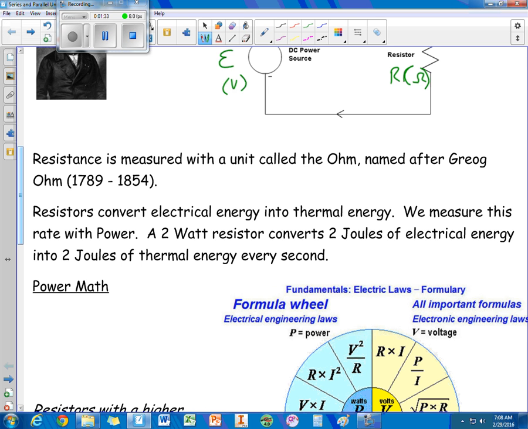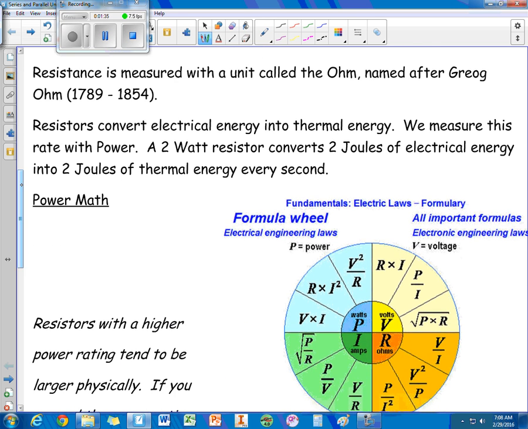Again, resistance is measured with a unit called the ohm, named in honor of Georg Ohm. And remember that what resistors really do is that they convert electrical energy into thermal energy. The way we measure how much thermal energy is being converted is power. So, for example, a 2-watt resistor will convert 2 joules of electrical energy into 2 joules of thermal energy every second.